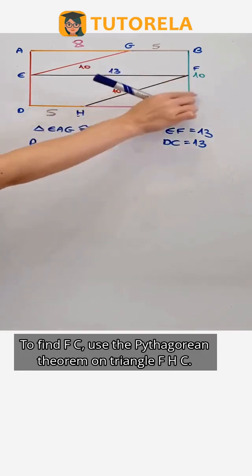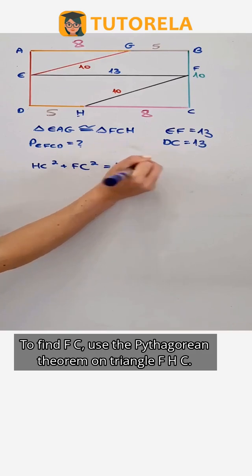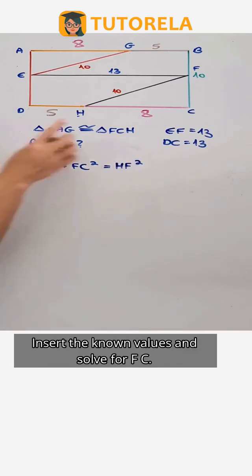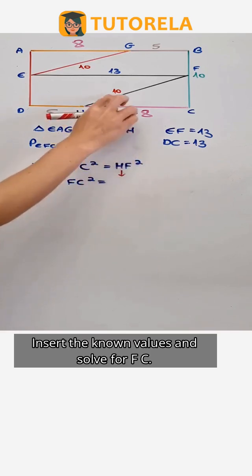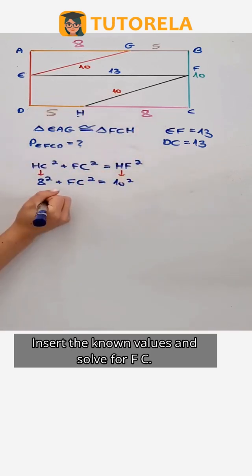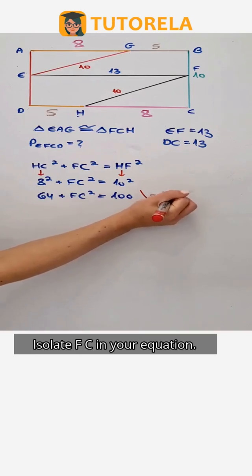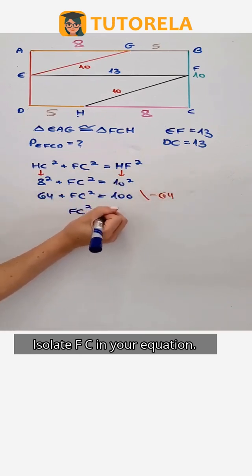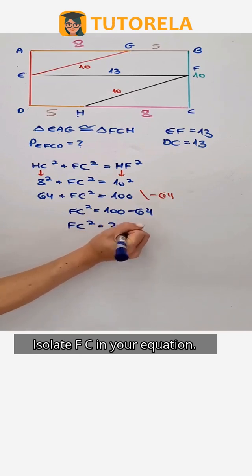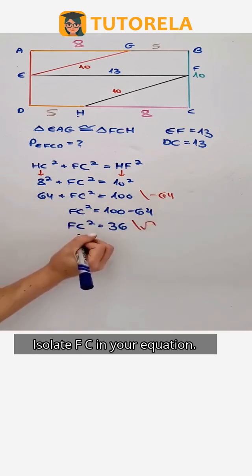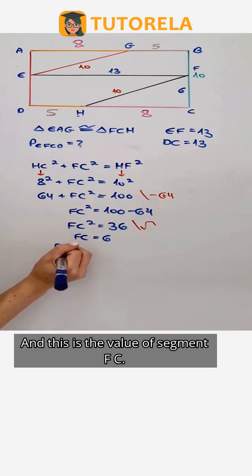To find FC, use the Pythagorean theorem on triangle FHC. Insert the known values and solve for FC. Isolate FC in your equation. And this is the value of segment FC.